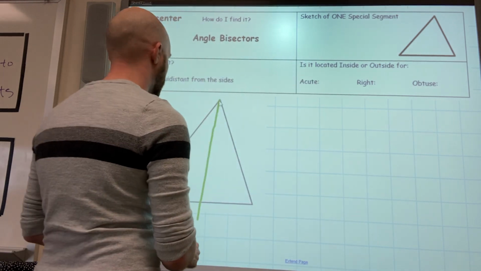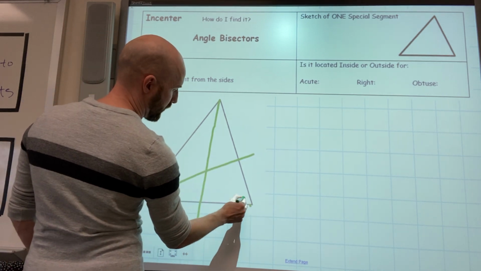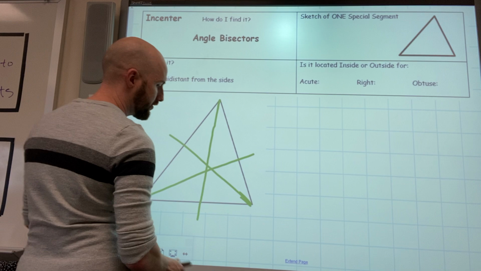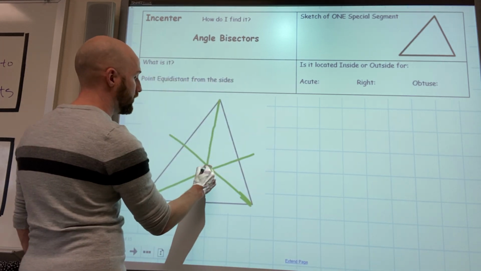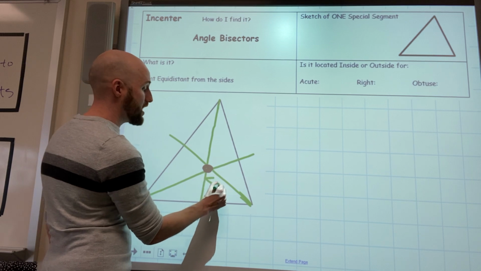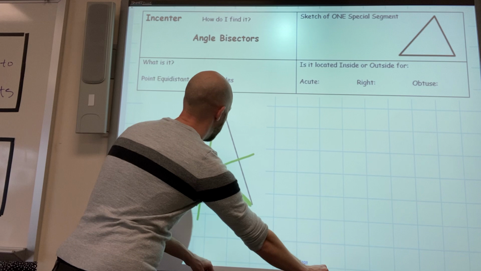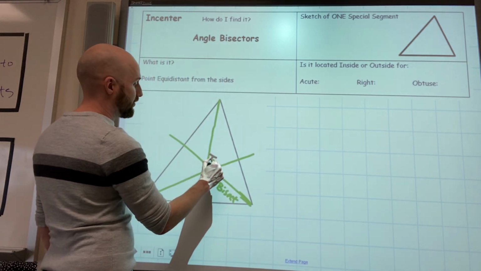lines with whatever your lighter color is. That was my angle bisector. This one's about half going straight across. This one about half going straight across. If I've done that perfectly and accurately, they will all intersect. I would make a note to myself that these are angle bisectors. Okay, we bisected the angle. The name of this point is called the in-center.